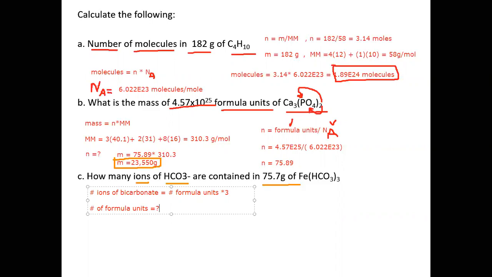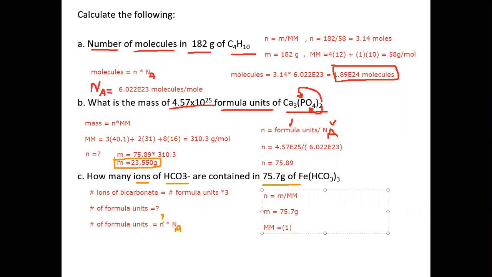And so the way we find formula units is equal to the moles times Avogadro's number. So Avogadro's number we know, but we need to find the moles. So moles is our question mark. So using the other equation, we know that moles equals mass divided by molar mass. So we know the mass of iron 3 bicarbonate is 75.7 grams. The molar mass we can find out.